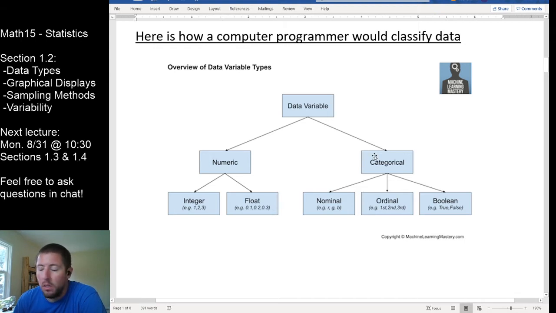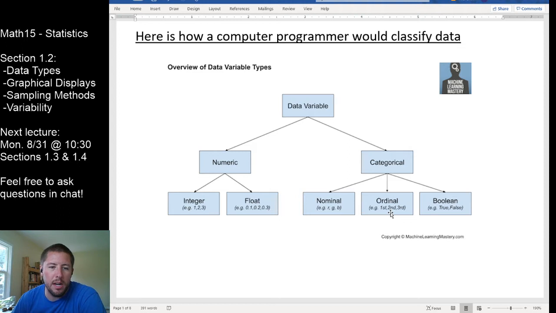In the categorical branch over here, we do have some more examples. Nominal, their example is RGB for red, green, blue. Colors are a good example of nominal data. There is no natural ordering to colors. There's no color that comes before other colors. Ordinal data, exactly as I said, they've got some first, second, third rankings, which I think are a good thing for ordinal data because there is a natural ordering.